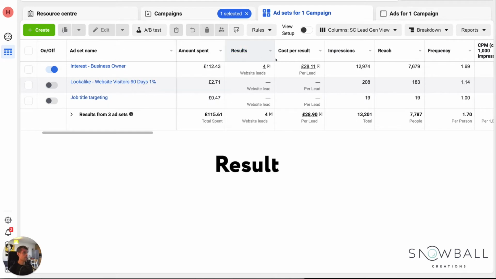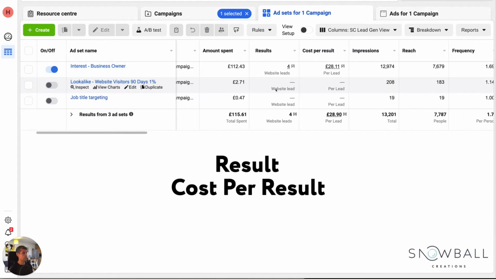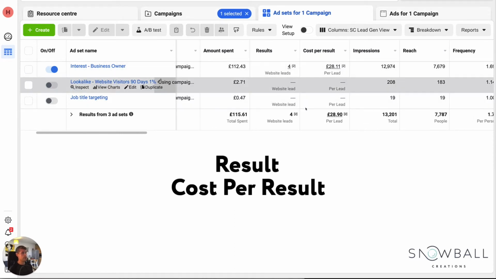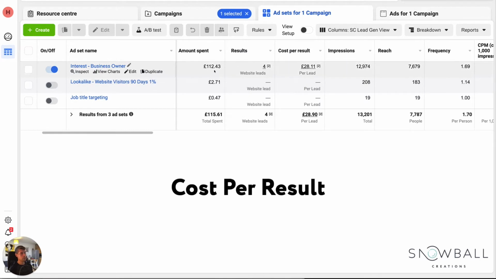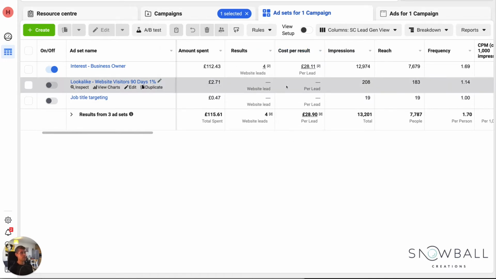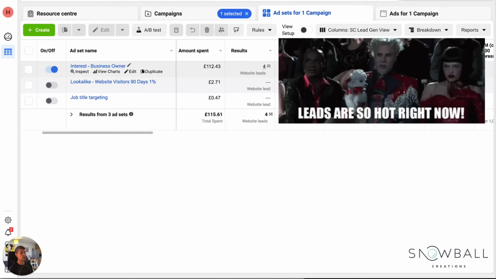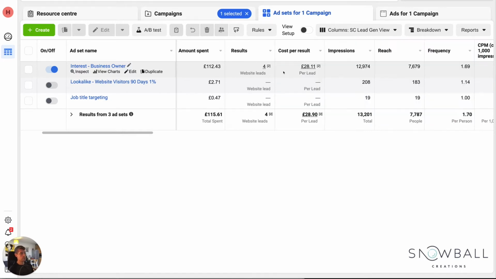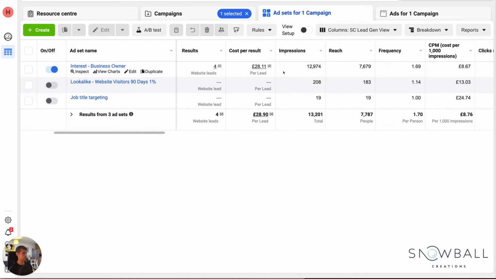And then I always have result and cost per result straight away. This is kind of outside of the funnel, but it just means that whenever you jump into this whole setup, you can very quickly see what is ultimately the most important thing, which is the result. The thing that you're most looking for, which in lead generation is leads. You're trying to get people to subscribe or sign up or book a call or whatever that might be.